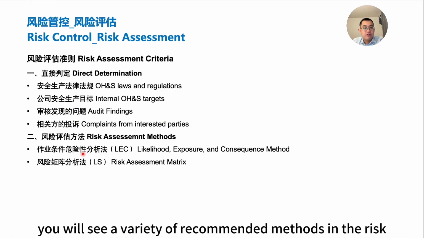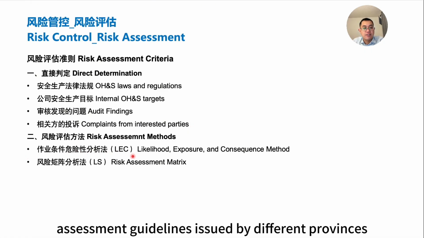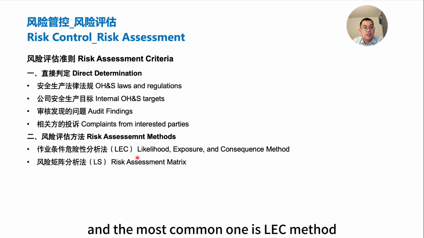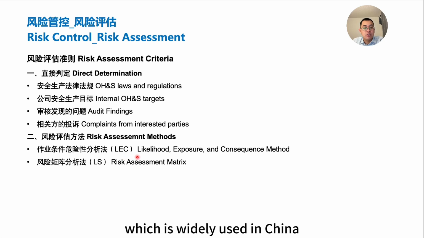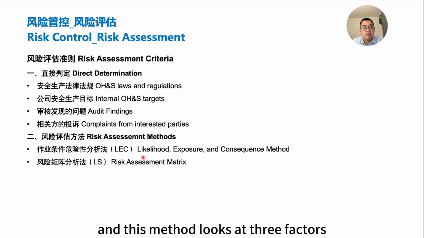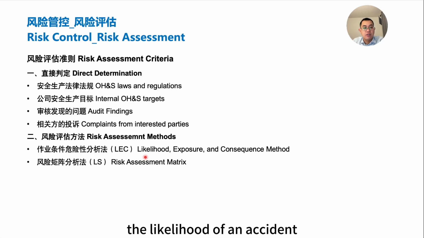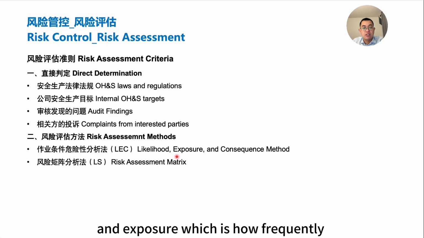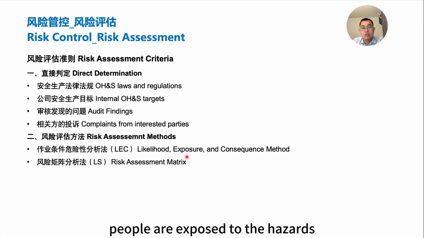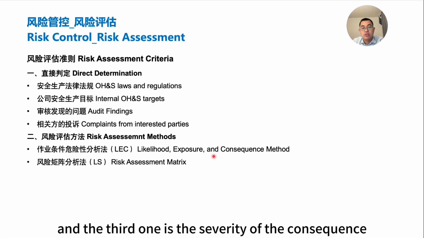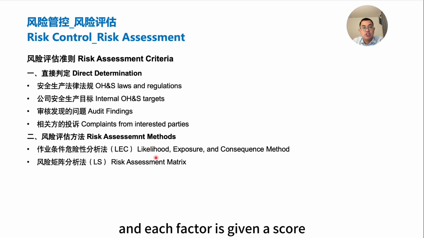You will see a variety of recommended methods in the risk assessment guidelines issued by different provinces. The most common one is the LEC method, which is widely used in China. This method looks at three factors: the likelihood of an accident, the exposure, which is how frequently people are exposed to the hazard, and the third one is the severity of the consequence. Each factor is given a score, and then you multiply the three scores together to get a risk value. Based on that risk value, you can determine the risk level.